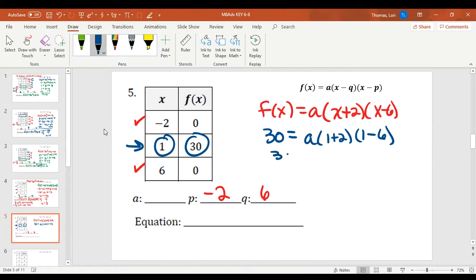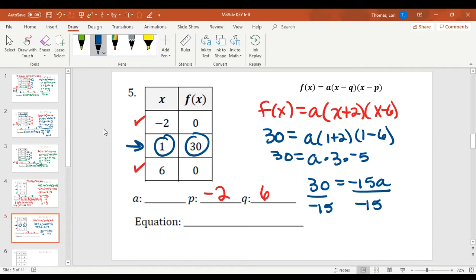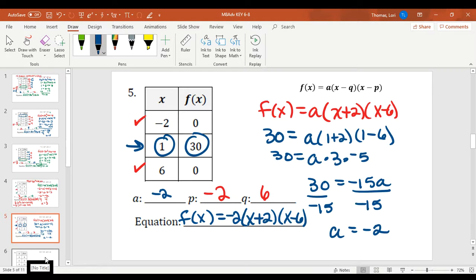And now let's simplify. We have a times 1 plus 2 is 3, times 1 minus 6 is -5. 3 times -5, and then solve for a. And a equals -2. My factored form equation is my a value, x minus -2, and x minus 6. Again, if you wanted to do standard form, multiply your binomials, combine like terms, and distribute your -2.